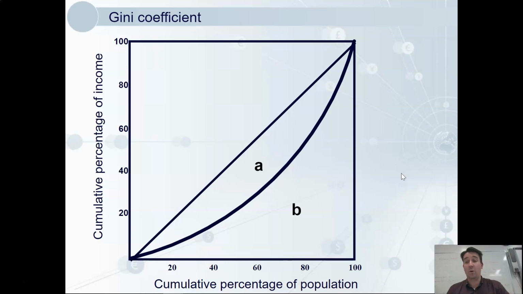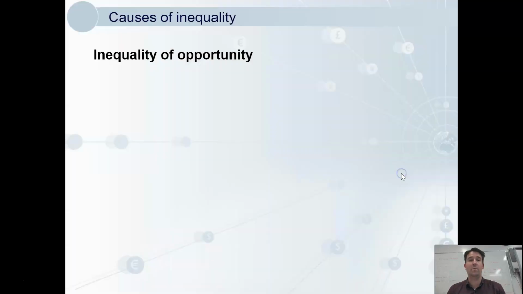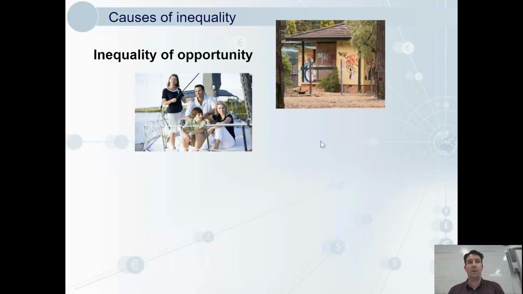Now, we are going to look at the causes of inequality. Why do we get so much inequality? There are many causes. A lot of them are interrelated. So firstly, we're going to look at the inequality of opportunity. This is really about the circumstances of your birth. Did you grow up in a wealthy family or a poor family? With loving parents or with less loving parents, bad parents? All of these factors influence your future earnings and wealth.